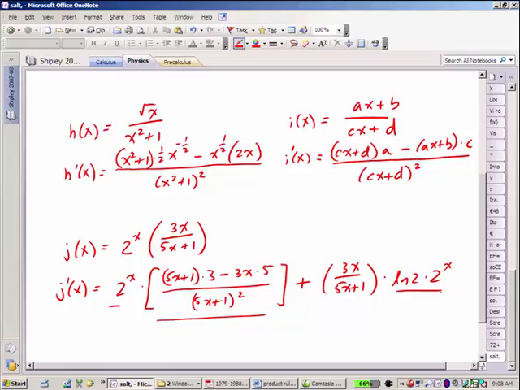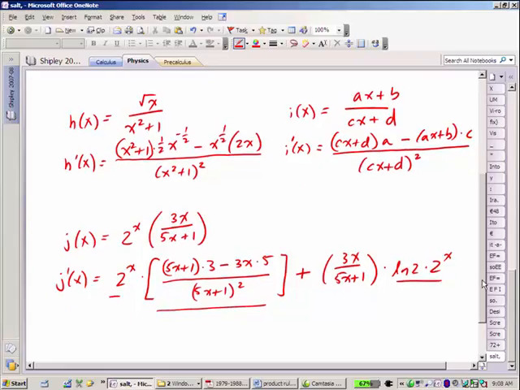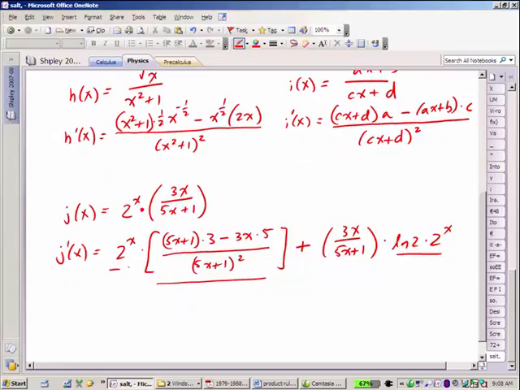I have a question. How many on the gateways are going to be like this? Several. Caroline. Because it's a product, this is the first times the derivative of the second, and this is the second times the derivative of the first. Within doing that, we had a quotient, which we had to use the quotient rule for.